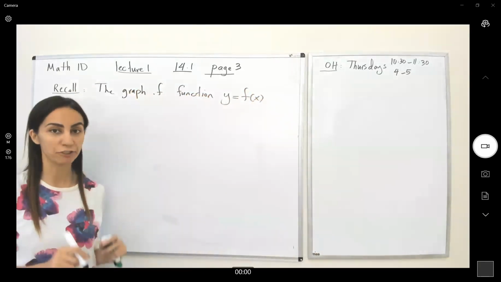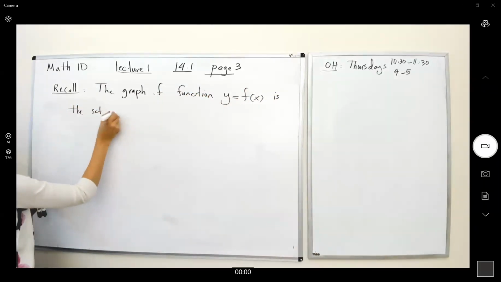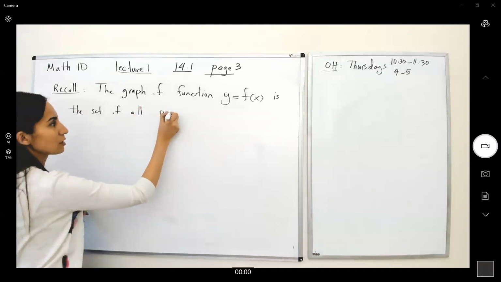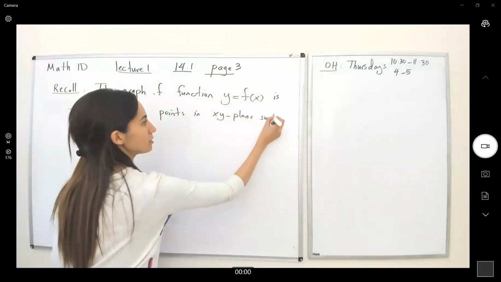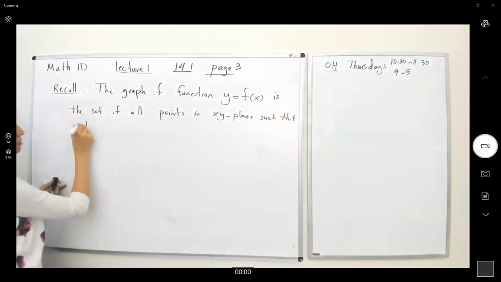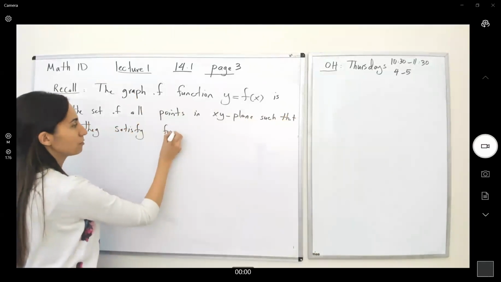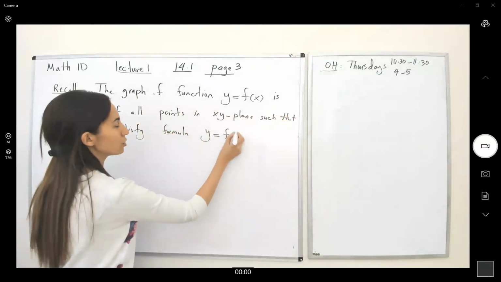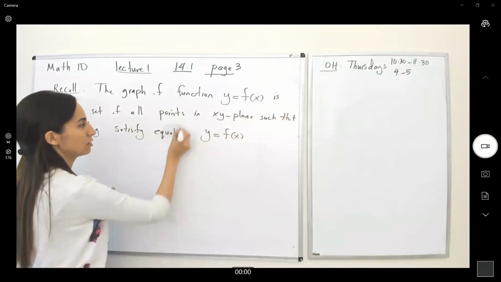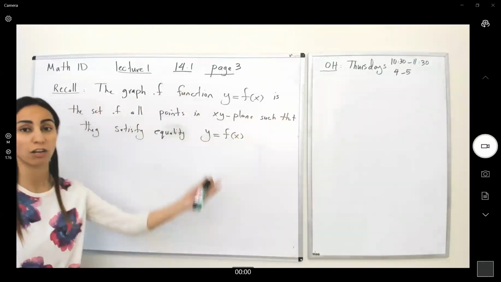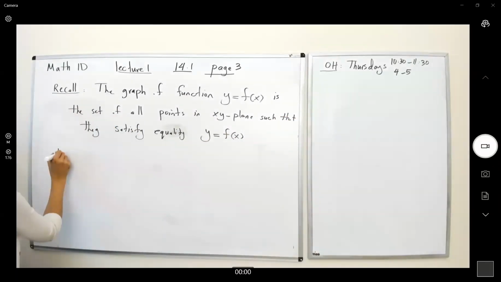with only one free variable is the set of all points in the xy plane such that they satisfy the formula, or equality, y equals f of x. We can generalize this definition and define a graph of a function in two free variables.